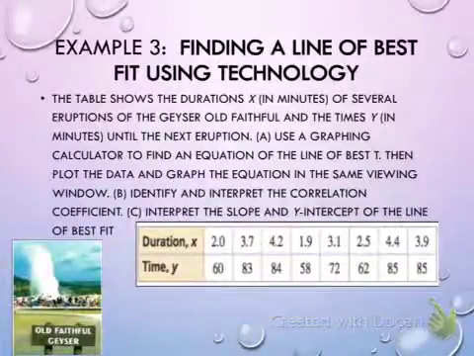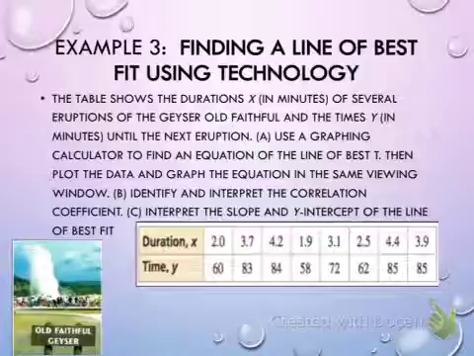So how are we going to use this with our technology? You're going to need your graphing calculator for this one. The table shows the duration x in minutes of several eruptions of the geyser Old Faithful, and the times y in minutes until the next eruption. Using a graphing calculator, find an equation of the line of best fit, then plot the data and graph the equation in the same viewing window.